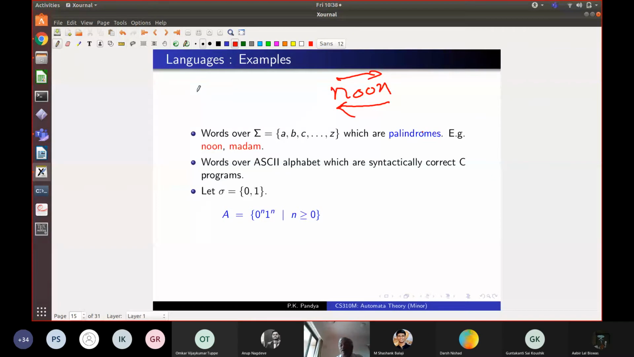Caution, it will not contain just valid English words. It may also contain something like ABA, right? This reads back the same. This is not a natural English word. So it's a set of palindromes drawn from this sequence, right?